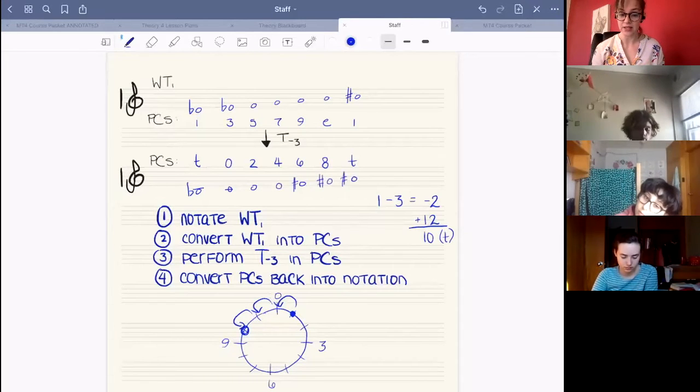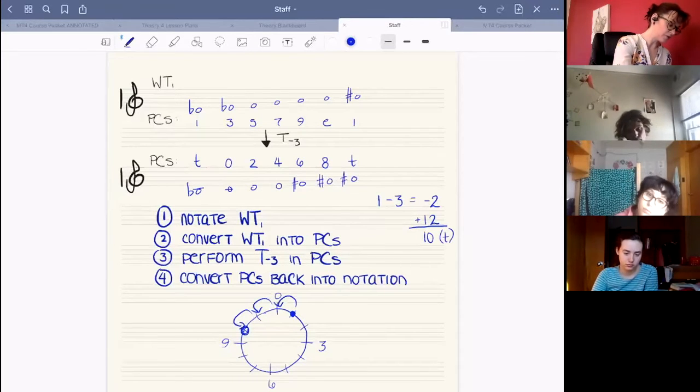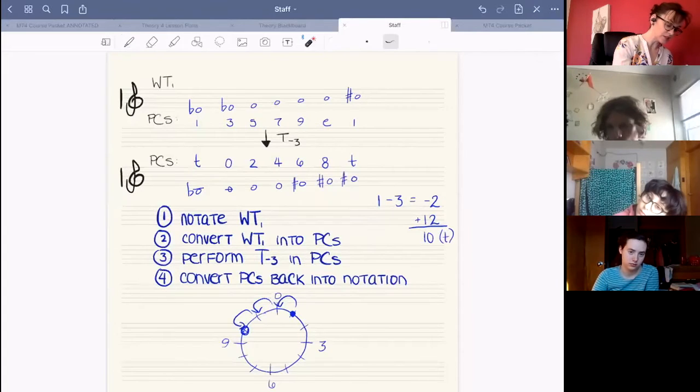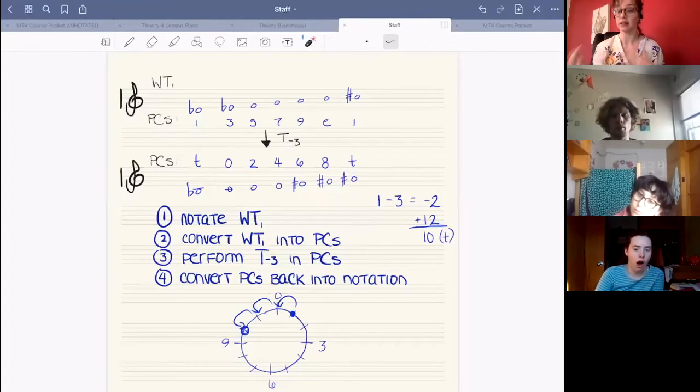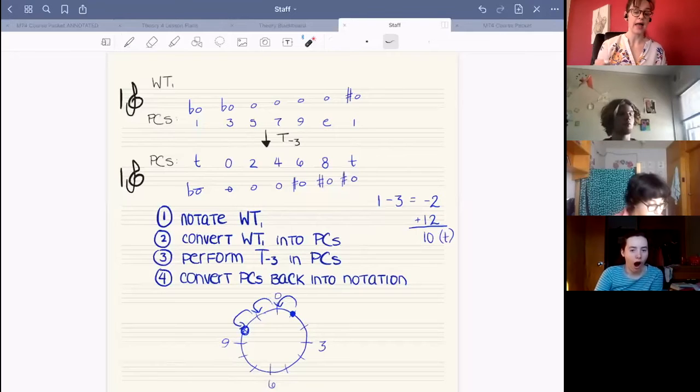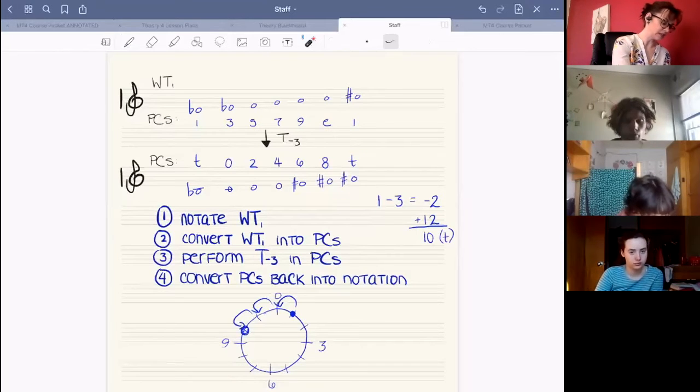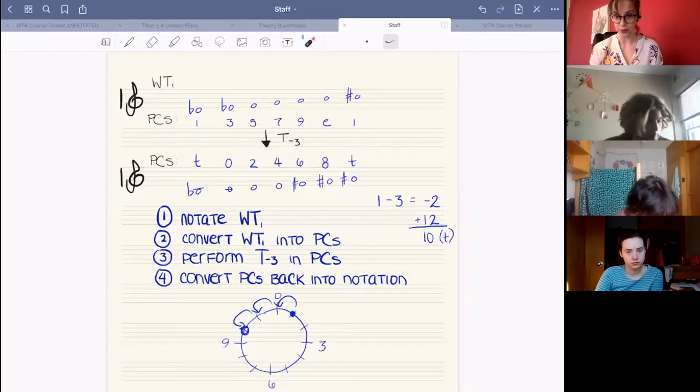So the big takeaways are remembering that you have two methodologies, the math way and the clock face way, to calculate your transpositions, and remembering that your negative t numbers transpose downward.